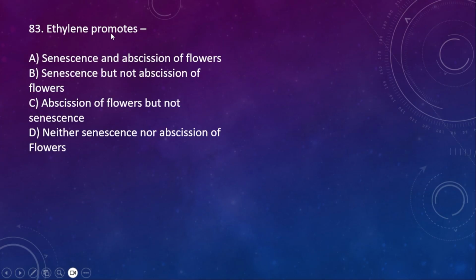83. Ethylene promotes A. Senescence and abscission of flowers. B. Senescence but not abscission of the flowers. C. Abscission of flowers but not senescence. D. Neither senescence nor abscission. So here the right option is senescence and abscission of the flowers.